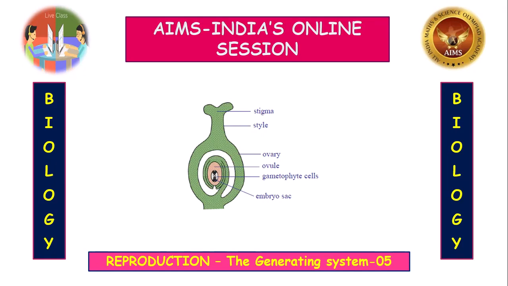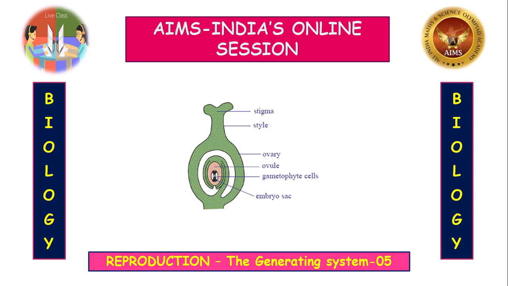This is biology session. You are watching reproduction, the generating system, part 5. So we have completed the reproduction in animals and details of human reproductive system and the childbirth. So in this video we are going to discuss about the sexual reproduction in plants.